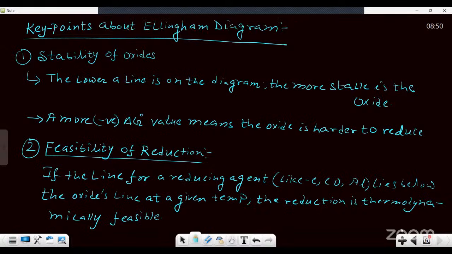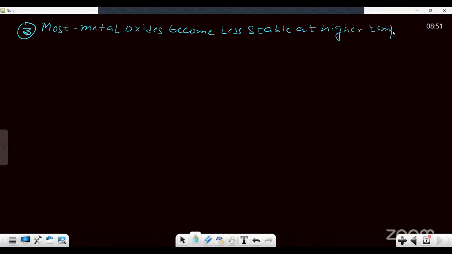Another very important conclusion that we can draw from the Ellingham diagram is that most metal oxides become less stable at higher temperatures, except for one exception, carbon monoxide, because we saw that CO becomes more stable at higher temperatures.